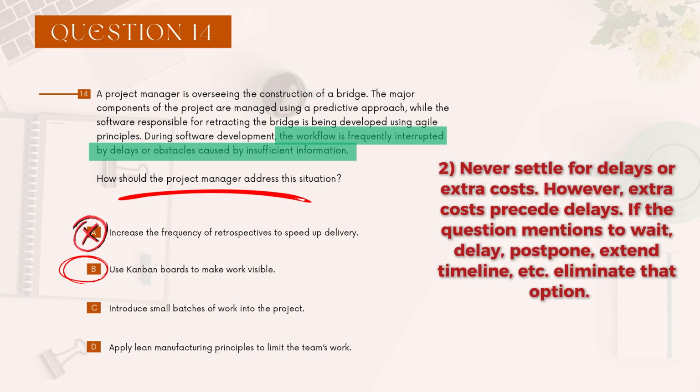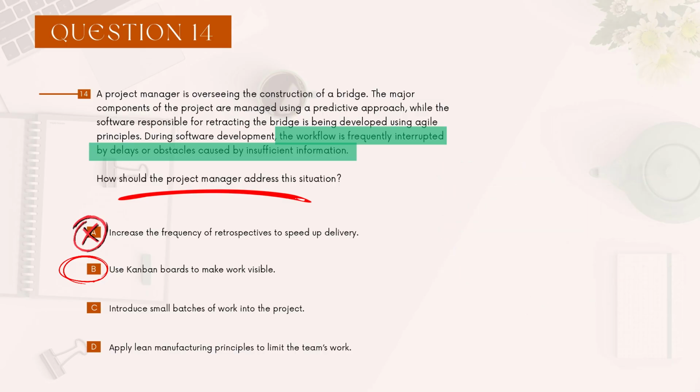Use Kanban boards to make work visible. I like that. Kanban boards are going to be used for the agile component, but the workflow is frequently interrupted or caused by insufficient information. Very important. A Kanban board will highlight all the information that's available. Okay, so let's leave B for now.